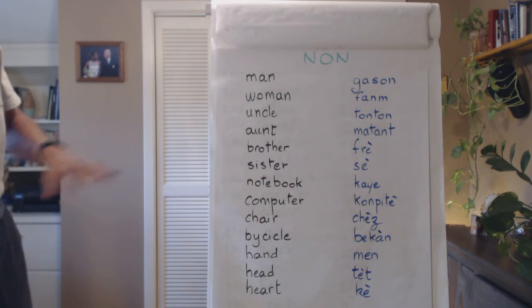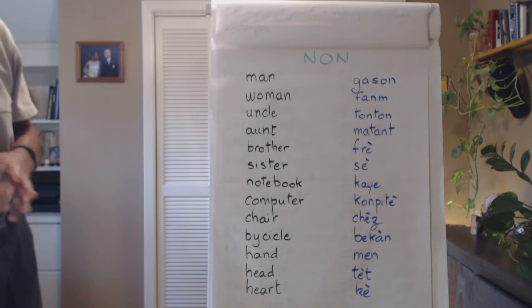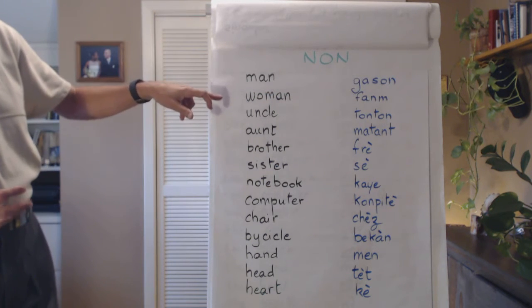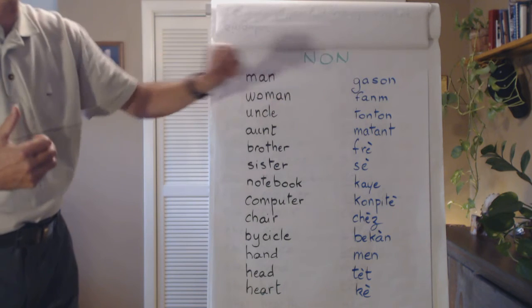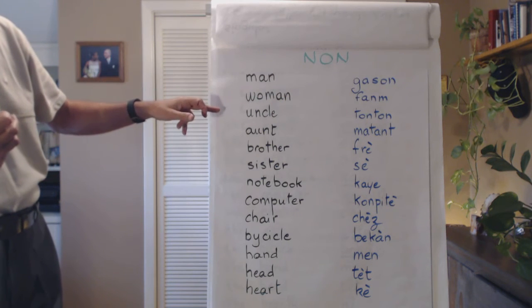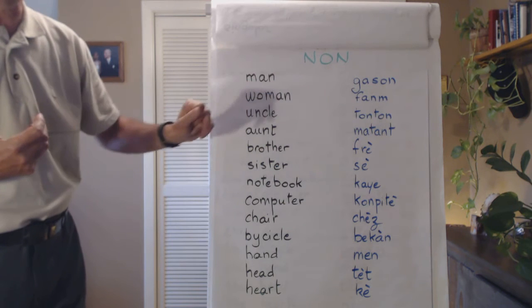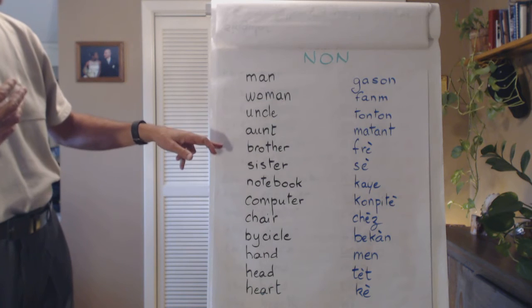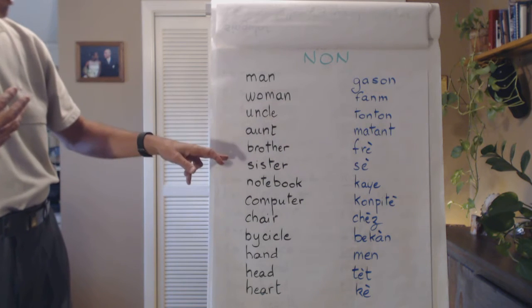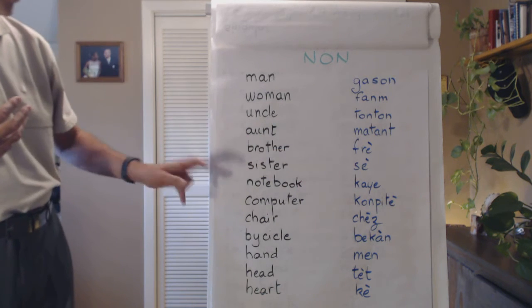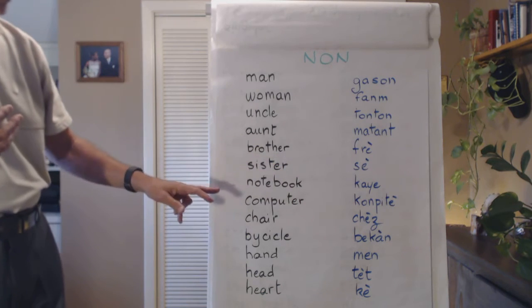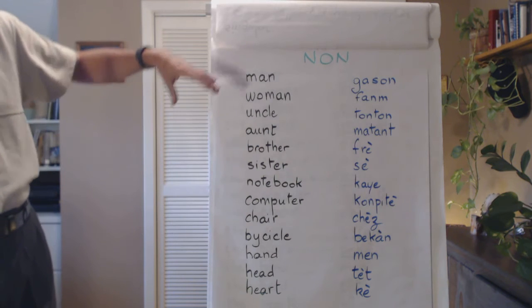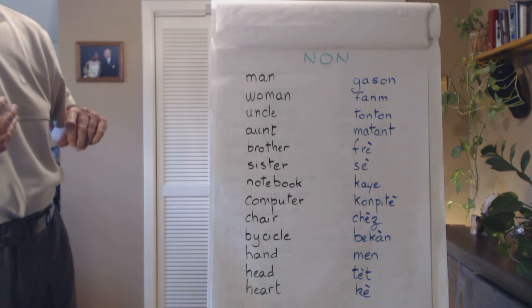Now, if I want to say "a man", what should we say? Yon garçon, a woman, yon femme, an uncle, yon tonton, an aunt, yon ma tante, a brother, yon frère, a sister, yon sœur, a notebook, yon cahier, a computer, yon computer, etc. We just have yon before the noun.